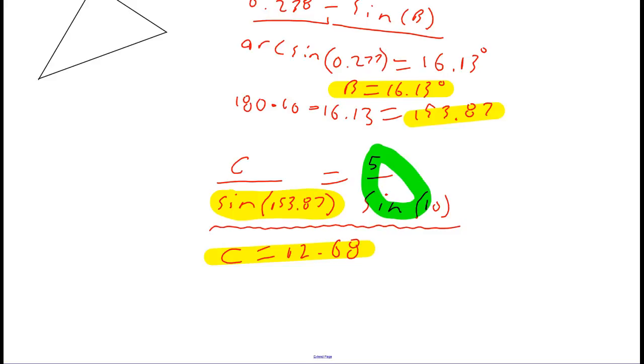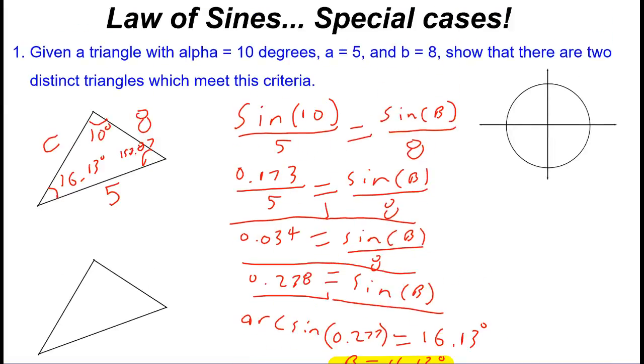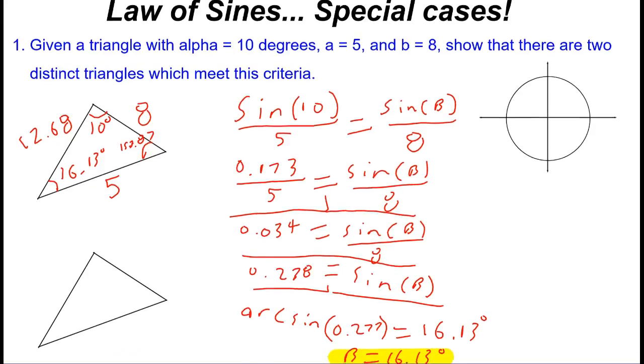So with C in hand, we can go back up to our triangle and replace this with our answer, which we said was 12.68 roughly. So that's a triangle right there, boom. But if we go back, the question was telling us that we had to show that there are 2 distinct triangles which meet this criteria, and this is only 1. So why is there 2? I'm going to show you why.